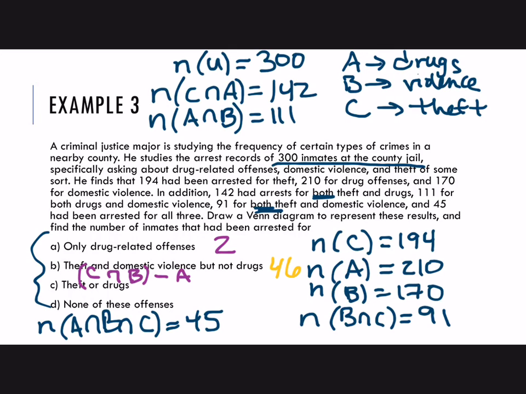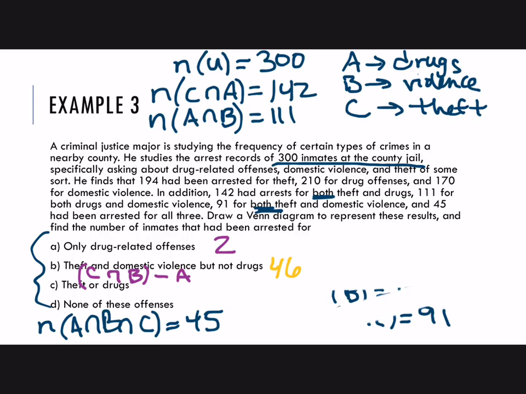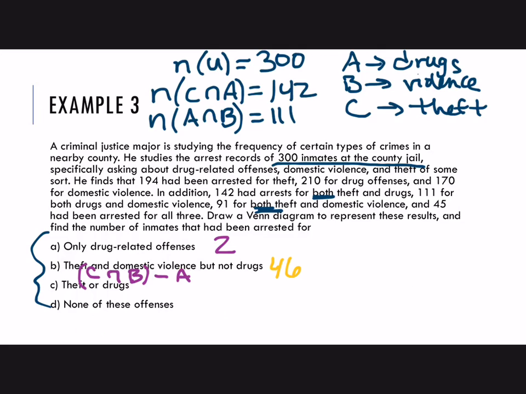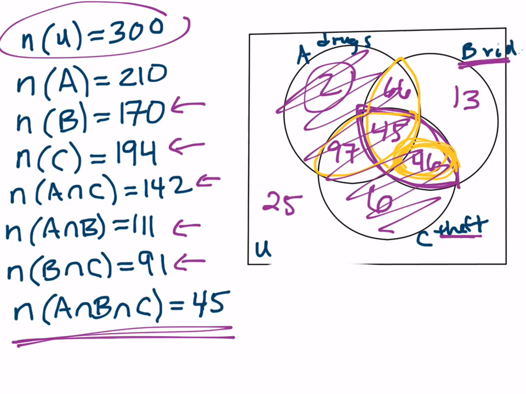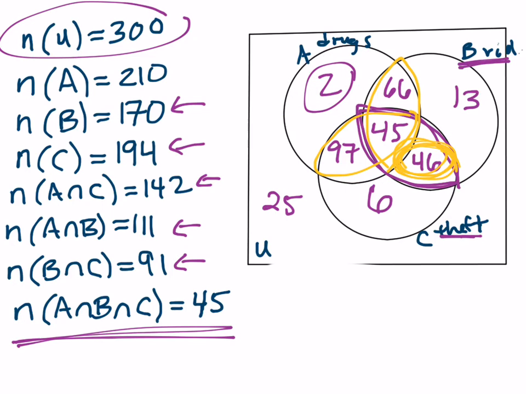All right, theft or drugs. Remember that "or" means a union. So C is theft, or is a union, and then A is drugs. So that would be anybody who committed theft or drugs or both. So it's actually the union, all of those numbers in those two circles.